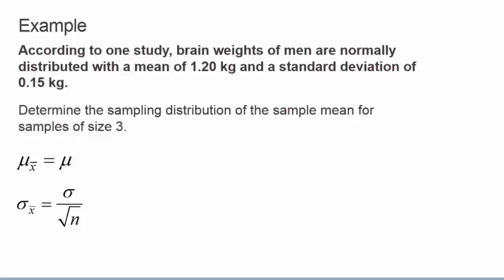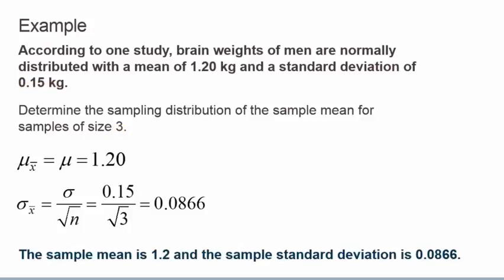For this problem, our mean is 1.2, so the mean of the sample means is 1.2. My standard deviation is 0.15, my sample size is 3. Substituting, I have 0.15 divided by the square root of 3, which gives me 0.0866. The sample mean is 1.2 and the sample standard deviation is 0.0866.